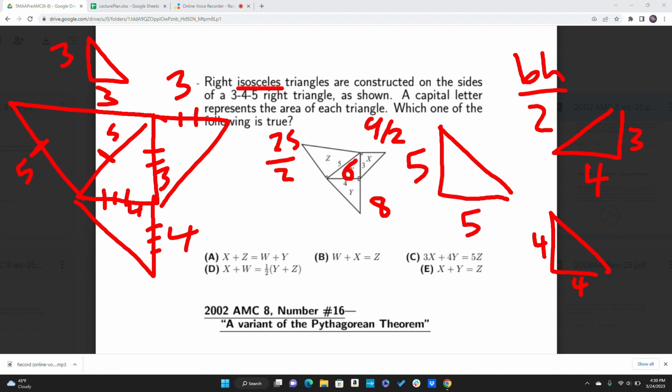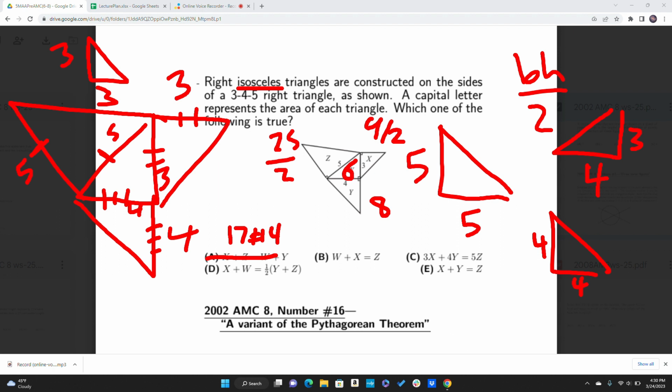So first we have X plus Z equals W plus Y. Let's try that out. X and Z, we have 9 halves and 25 halves. Adding those up, 25 plus 9, that's 34 halves. 34 divided by 2 is 17. And then what's W plus Y? 6 plus 8, that is 14. 17 does not equal 14, right? So that means A is incorrect.